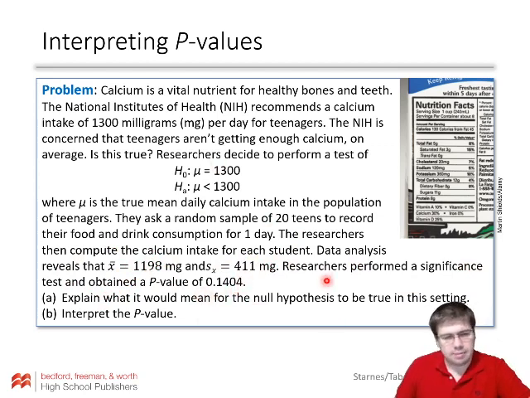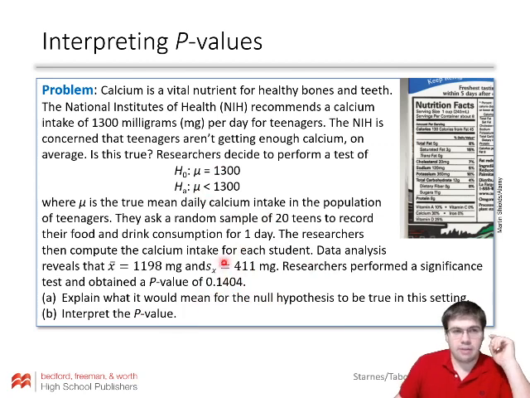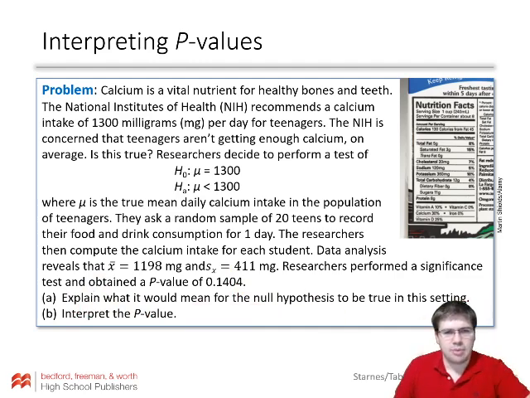So they took a lot of the work out of this for us. They already give us the p-value. But notice that this X-bar is below 1300, and so there is some evidence. Is it convincing evidence? That's what we're going to look at with this p-value. They've done some math to see, what is that? So explain what it would mean for the null hypothesis to be true in this setting.